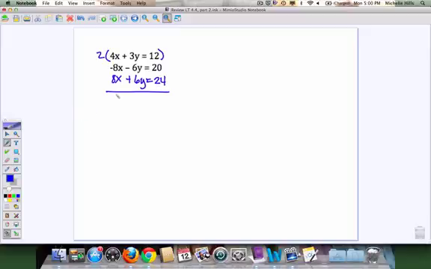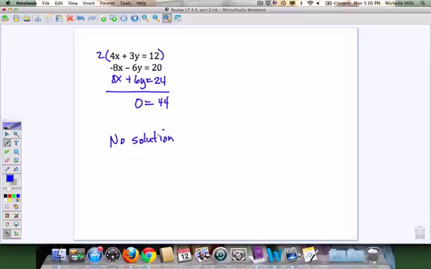When I combine my equations, this whole side becomes 0 because all my coefficients are opposites. When I add them together, I get 0. So this side is 0, and 20 and 24 is 44. So my variables are both gone, and I get this statement that's impossible. 0 cannot equal 44. So this is a no solution problem.